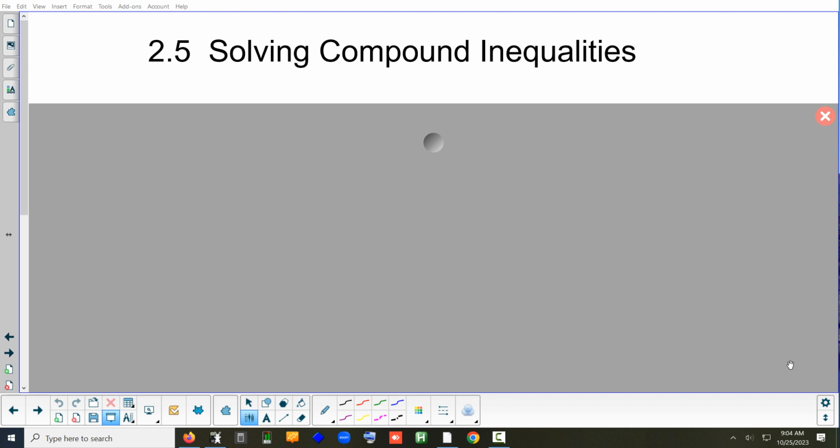Today we're going to take a look at 2.5, which is on solving compound inequalities. The idea of a compound inequality is it's a problem you have, and there's usually a word in the middle. Sometimes it's the word and, other times you can have the word or. So we're going to take a look at how to solve both of those and how to graph them.